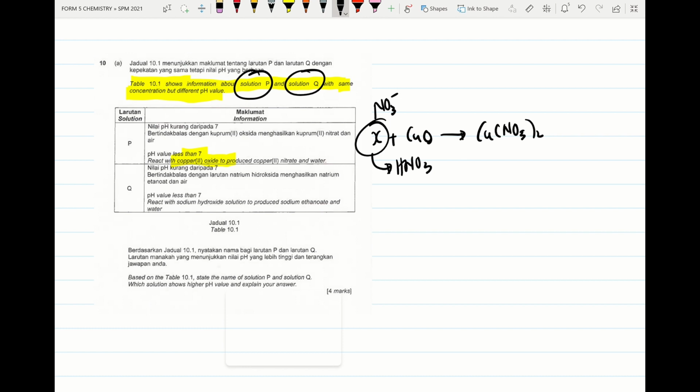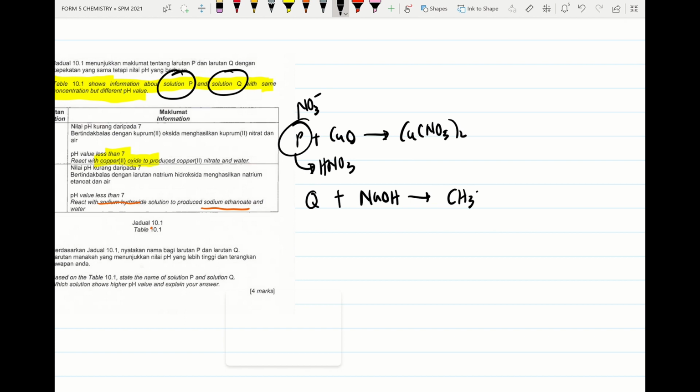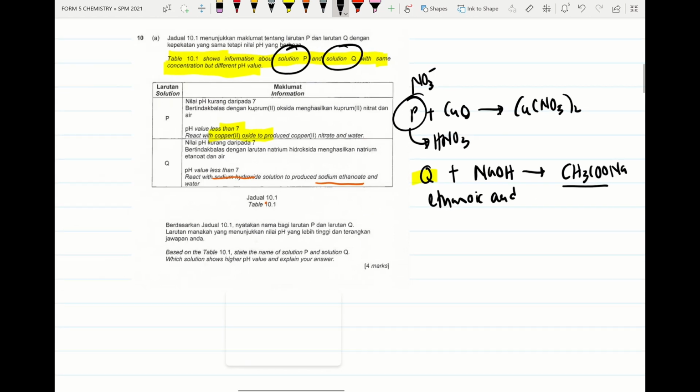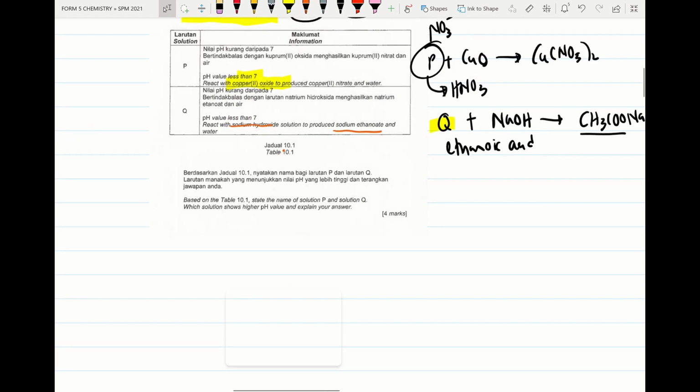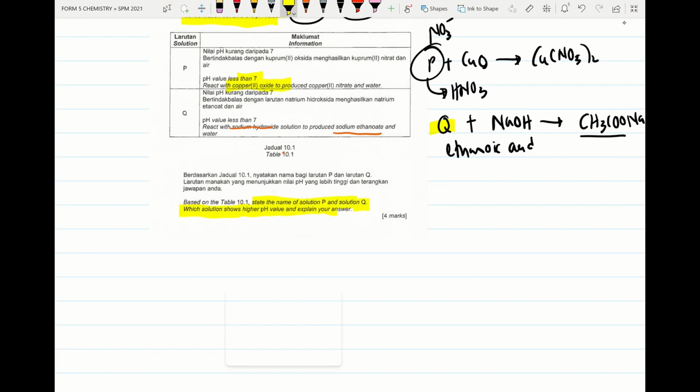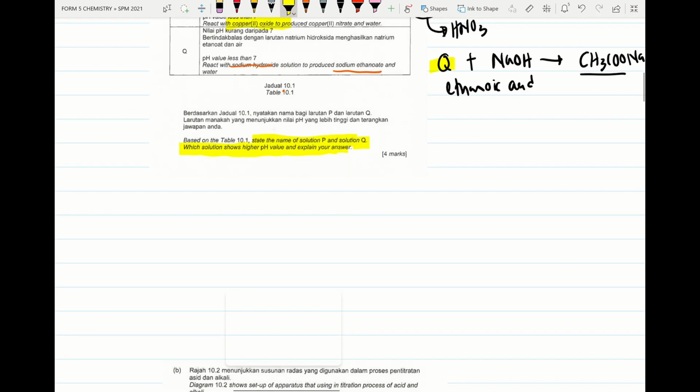Please remember. All right, and next one, it reacts with sodium hydroxide to produce sodium ethanoate. That means this is solution Q. So this is P, and this is Q. Q reacts with sodium hydroxide to produce sodium ethanoate, CH3COONa. That means the acid used here is ethanoic acid. Please remember ethanoic acid. This ethanoic acid is a weak acid. State the name of solution P and Q, which solution has higher pH value, and explain your answer.